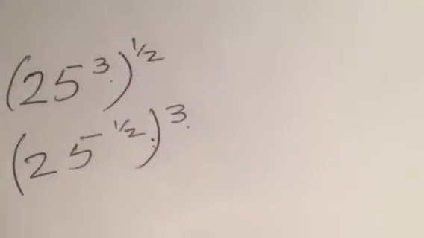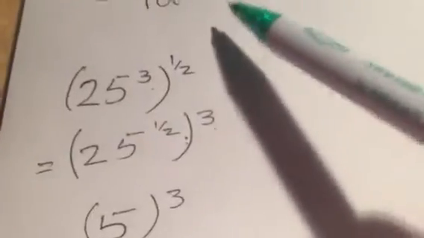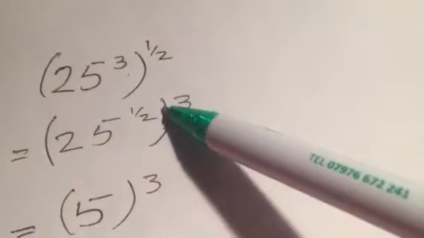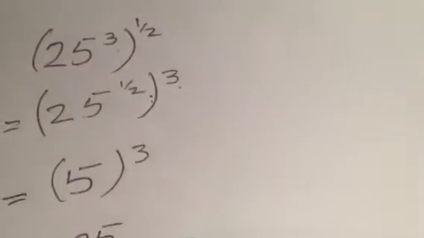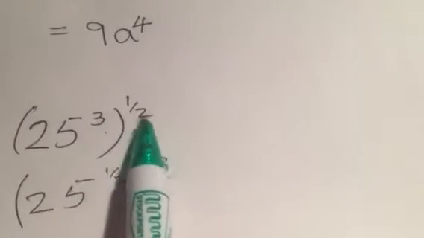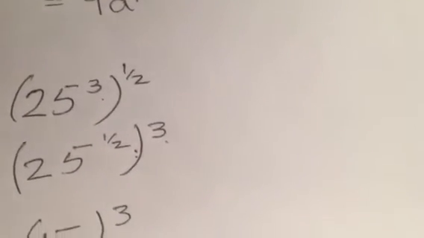25 to the half is the square root of 25, so it becomes 5 cubed, which is 125, and it's much easier to do it that way round, to do the half first and then the cubing, rather than do the cubing and then the power of half. So if you've got things where it's raised to a power, you can swap the order around.